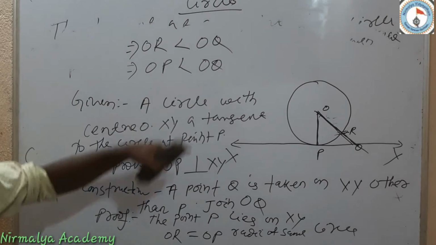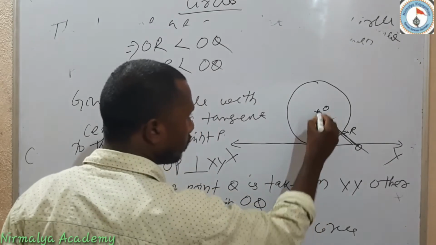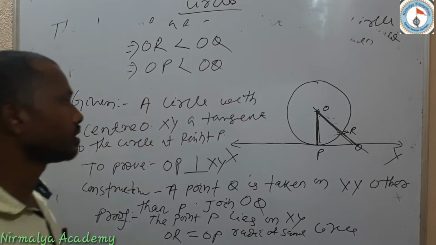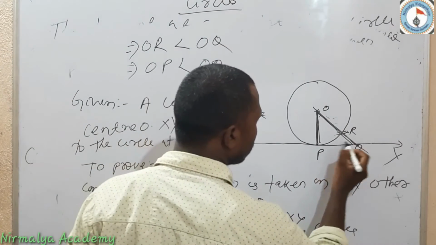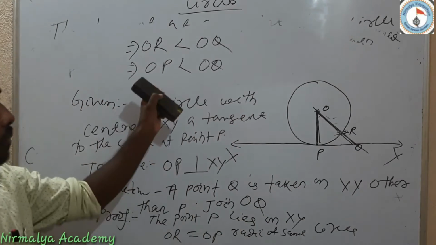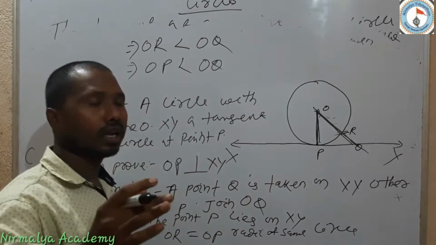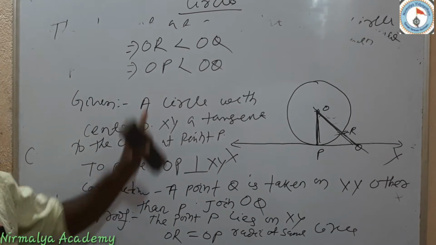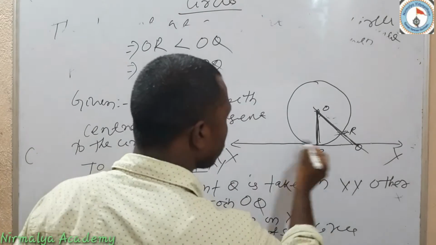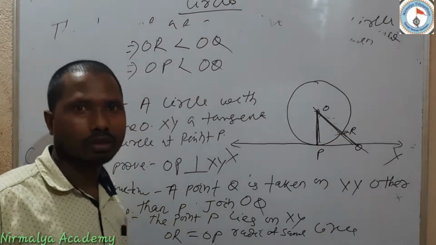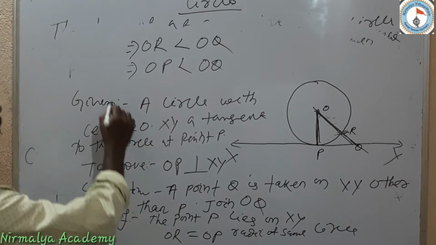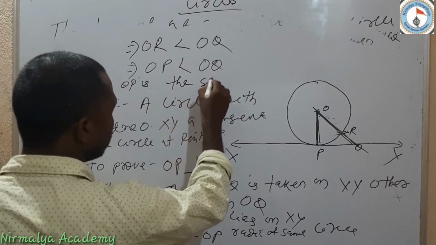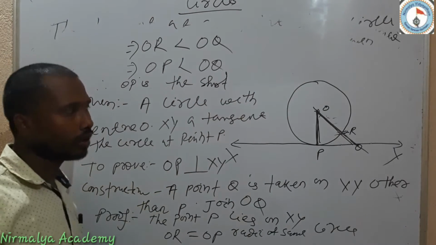And OP is less than OQ. So the distance of P is less than OQ, and it is true for all the points on XY except P. Except P, any other point we take, its distance will be less than OQ. It is true for every point on XY except P. Therefore OP is the shortest distance between O and XY.